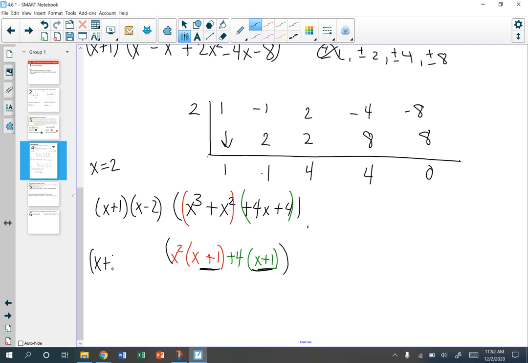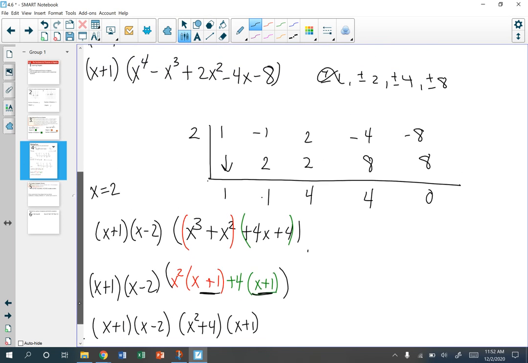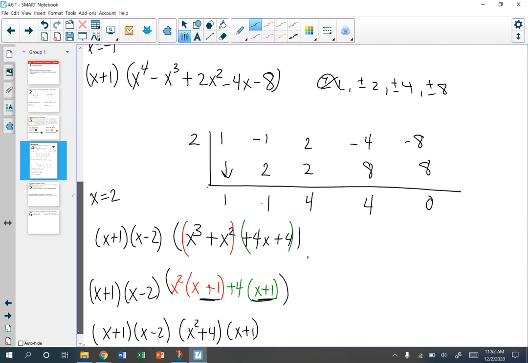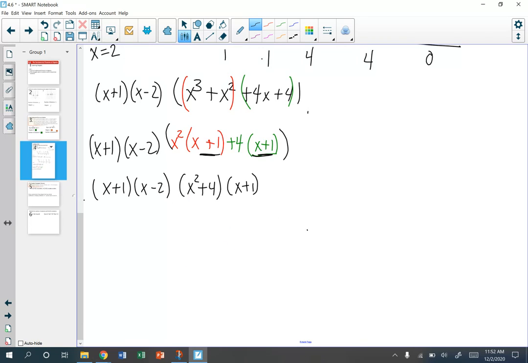And don't forget our x plus 1 and x minus 2, which then if I simplify this, I have x squared plus 4 and x plus 1. Now, they didn't say just factor, they said find all the zeros. So I'm going to go ahead and set this equal to 0 and then set each term equal to 0. And then from there, we solve for x.